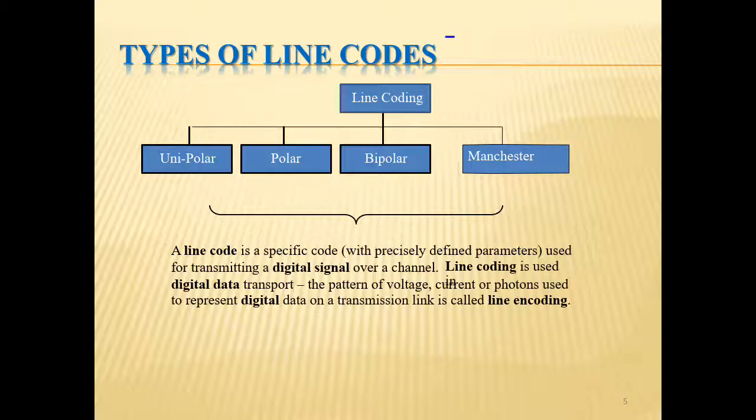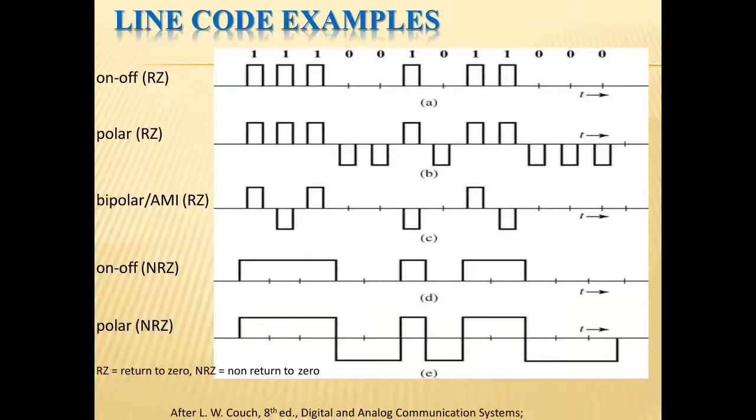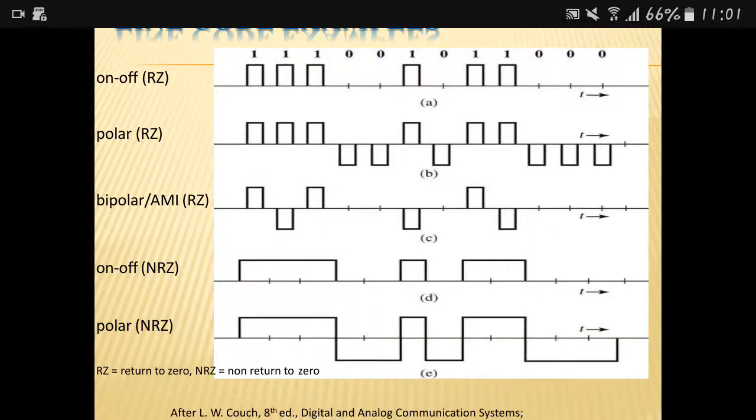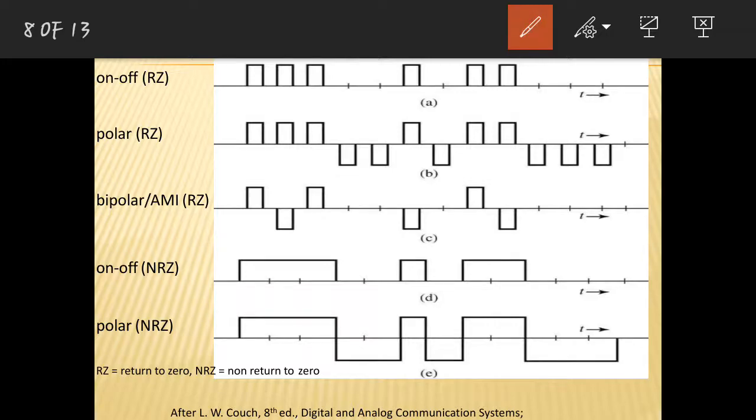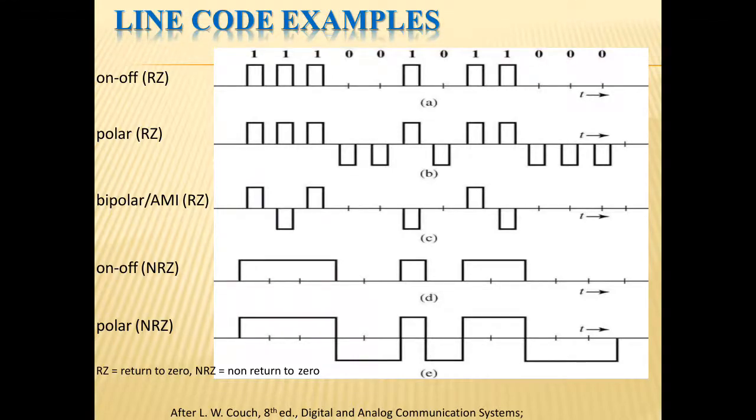What is a line code? Line code represents voltage, current, or photons in terms of digital data 1 and 0s transmitted over a channel medium. So you can represent your 1 and 0 in either unipolar, polar, bipolar, or Manchester type of coding. So how do we represent these line codes? First we'll start with unipolar.